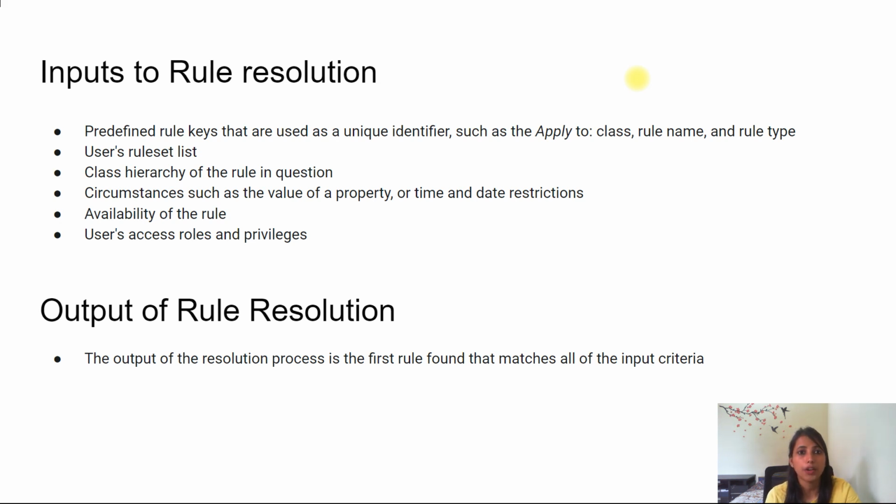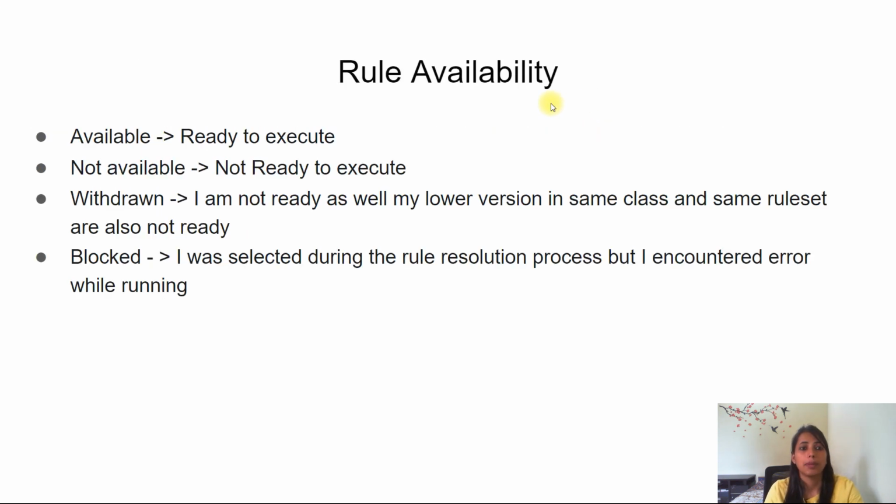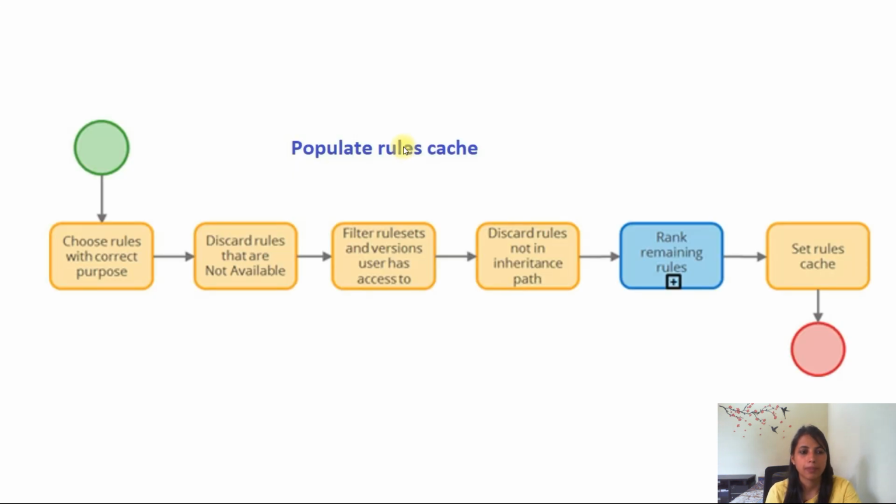Coming to rule availability, which I had discussed in my last video, I would advise you to please go and check out that video if you have not done it already. I have discussed what available, not available, withdrawn, and blocked rules are, because on the basis of that we would come up with the elimination process of the rules. Now this is basically how we populate the rule cache.